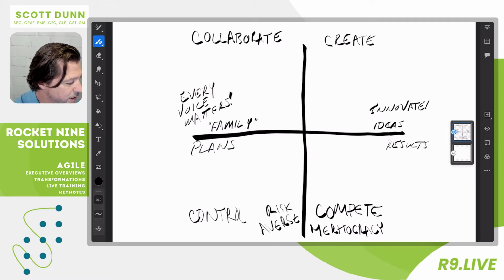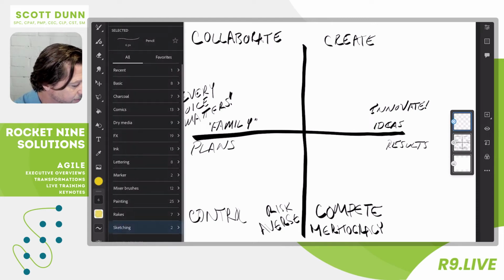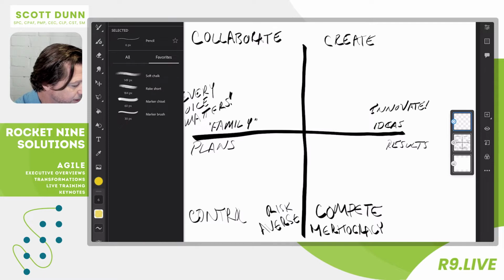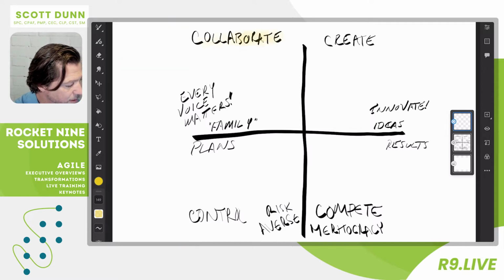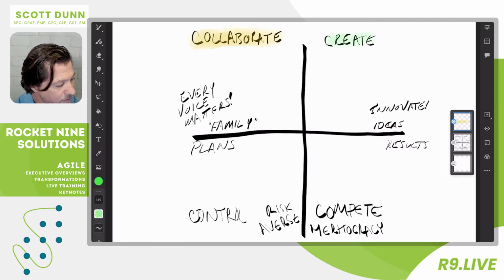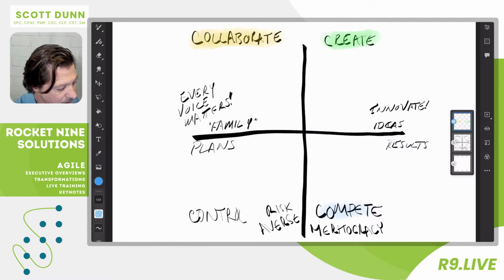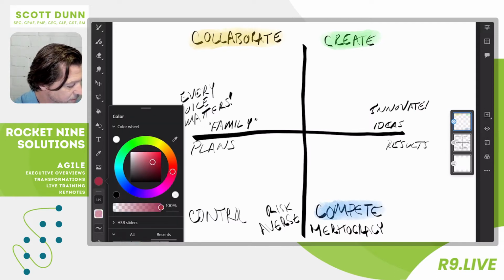So, and then let me put some colors on because we'll start just kind of referring to them this way in general. So get the right brush. There we go. So collaborate culture, we usually refer to as the yellow culture. The create culture, referred to as the green. The compete culture, getting things done, getting results, that's our blue. And then last, our control.